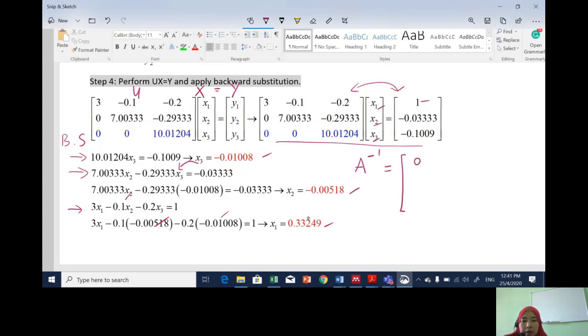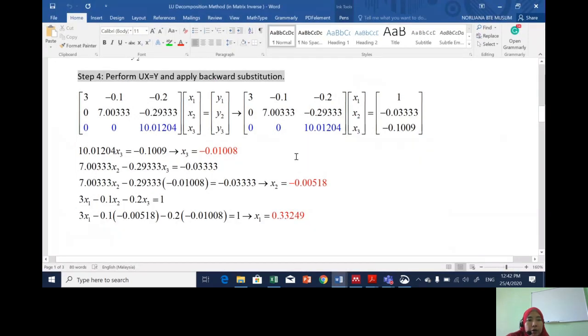down like this one. x1 is here, 0.33249, then negative 0.00518. Then we have negative 0.01008. Okay, so there are remaining columns that we need to find out. This is the answer that we have found for the first column in the matrix inverse. There are 2 more columns that we need to find out. Because of this, we need to repeat the step to find the remaining 2 columns.